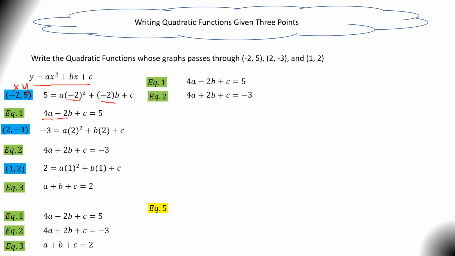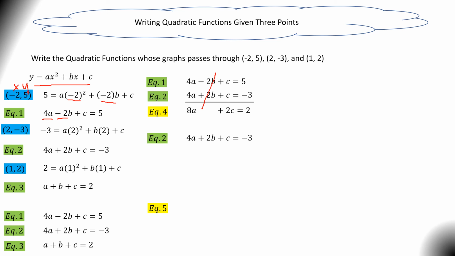Next, equation number 1 and equation number 2. Ayan po. By elimination, i-add lang po natin yan. 4a plus 4a is 8a. Negative 2b plus 2b, 0 na po yan. Kasi po, mapapansin natin, same po sila ng numerical coefficient. So, 0 natin, cancel na lang natin yan. Plus c is 2c. Then, 5 minus 3, 2. So, 8a plus 2c is equal to 2. Yan po yung equation number 4.